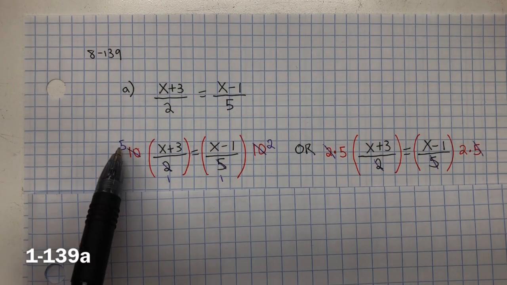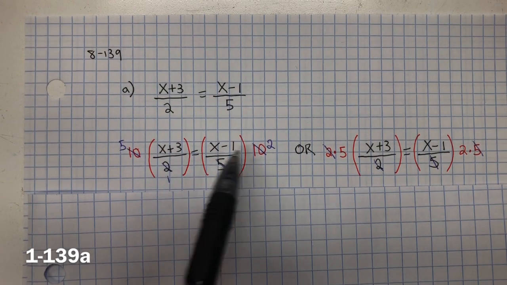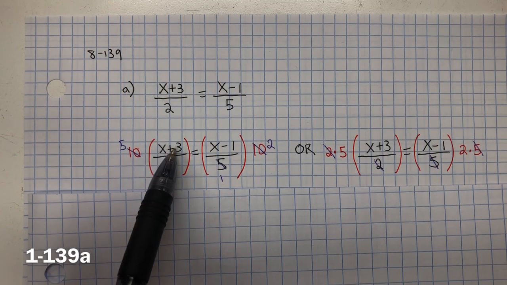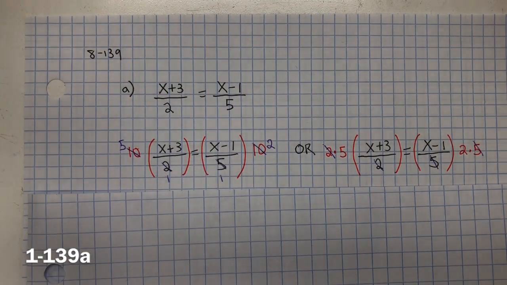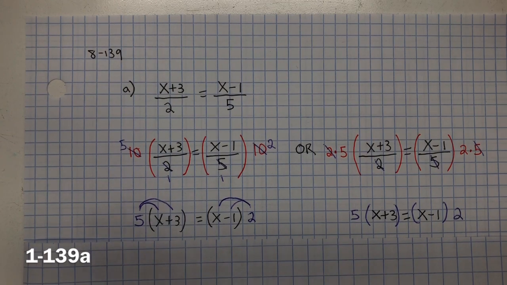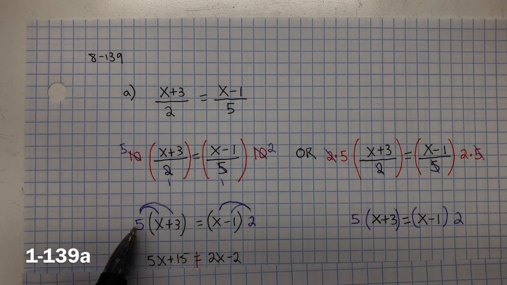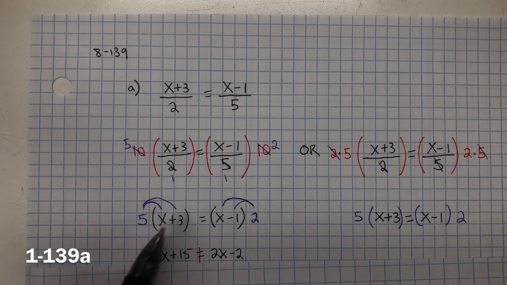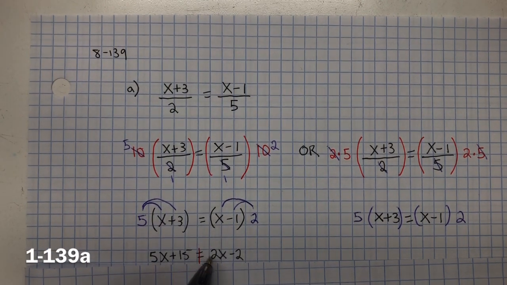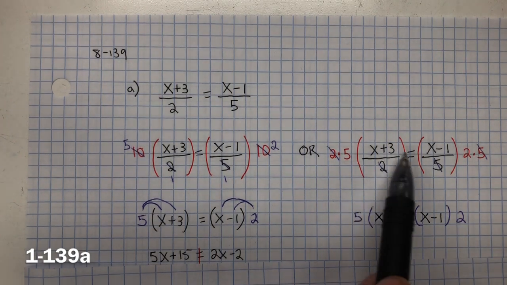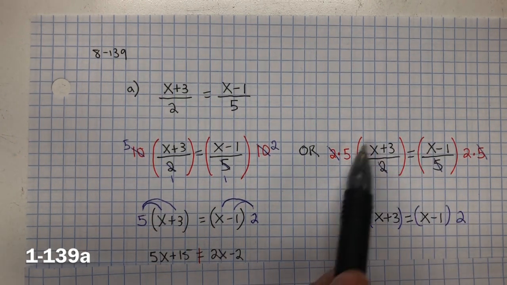Now I'm going to take this and distribute it to each of these terms, the 5 to each of the terms on the left side and the 2 to each of the terms on the right side. So here I'm left with x plus 3. Here's the x plus 3, and then I'm going to distribute this 5 to both terms. 5 times x equals 5x. 5 times 3 is 15. 2 times x is 2x. 2 multiplied by -1 is -2. And I would have done the same thing over on this side if I chose to do this method.